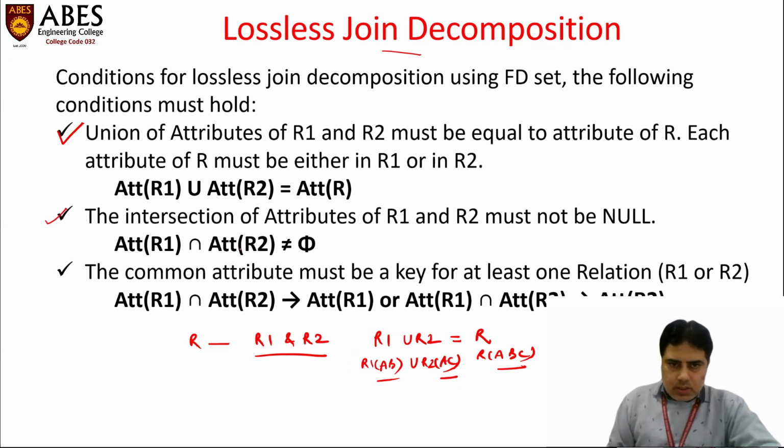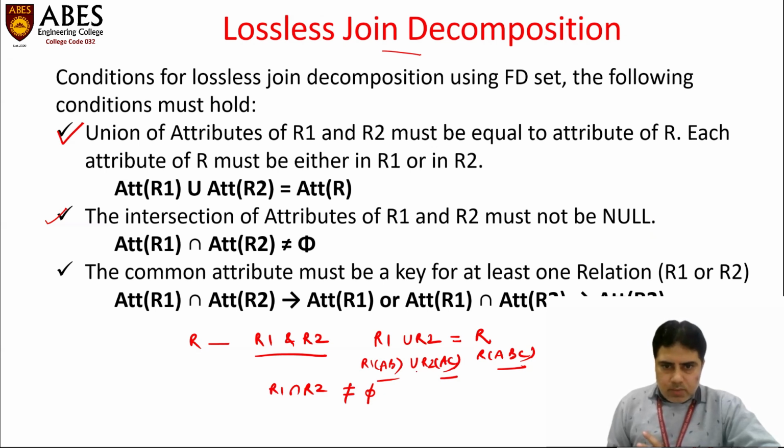Second condition: the intersection R1 intersection R2 does not equal phi, meaning it is not empty. There must be some common attribute. As per the father of DBMS, we can join the tables on the basis of common attributes. So there should be some common attribute. Here the common attribute is A. R1 intersection R2 is equal to A.